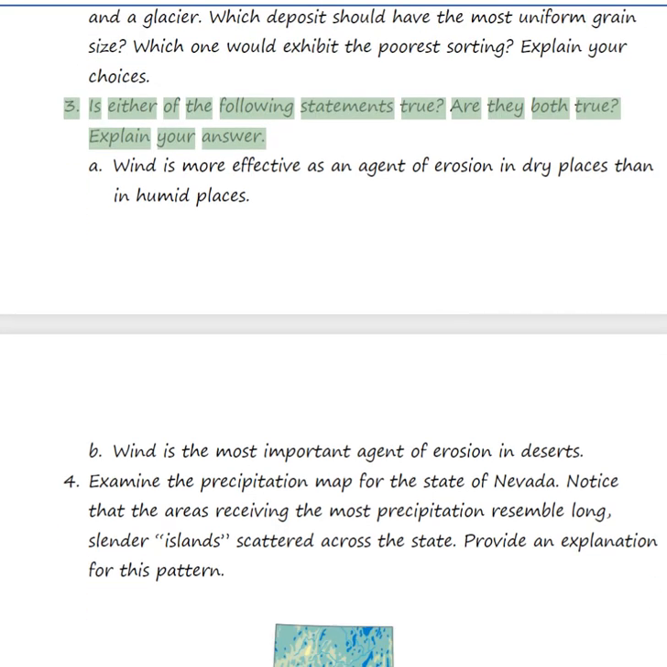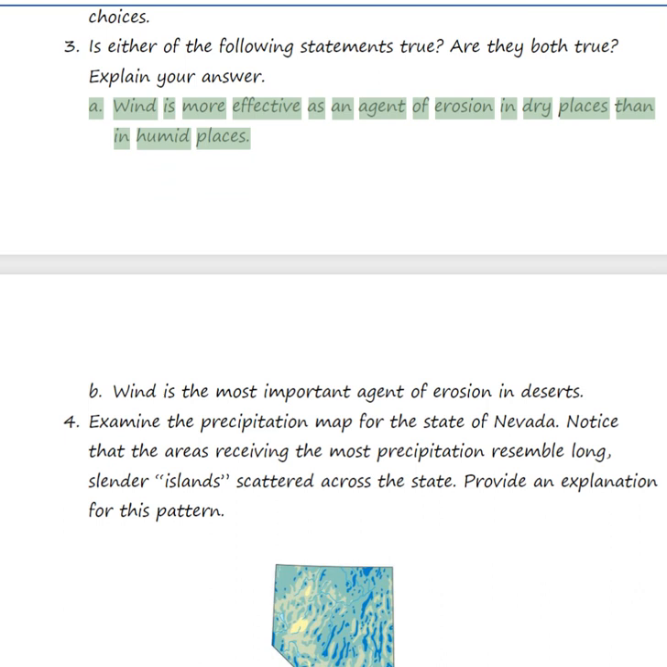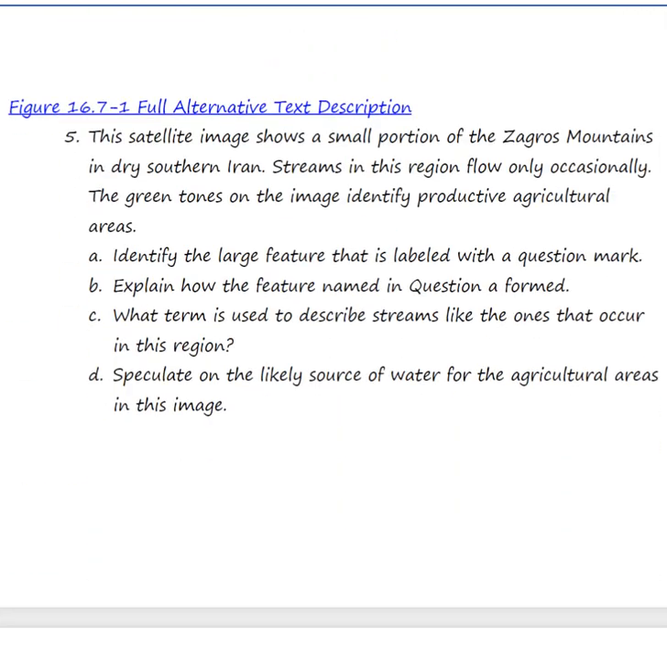3. Is either of the following statements true? Are they both true? Explain your answer. A. Wind is more effective as an agent of erosion in dry places than in humid places. B. Wind is the most important agent of erosion in deserts.